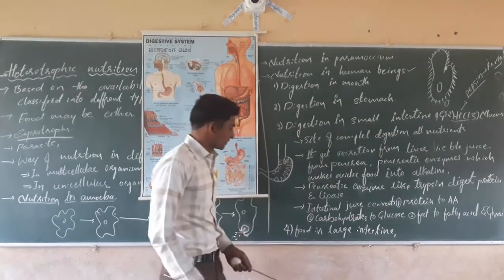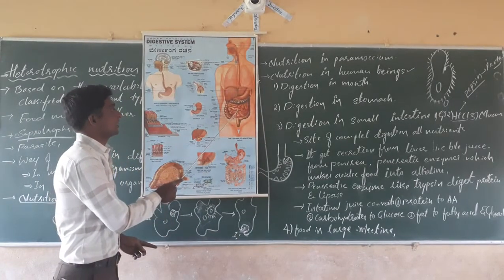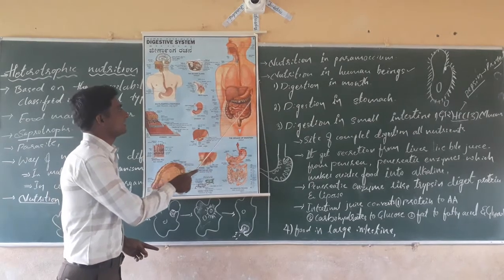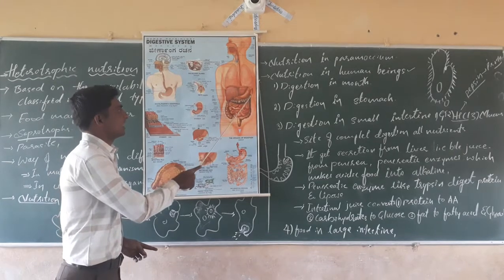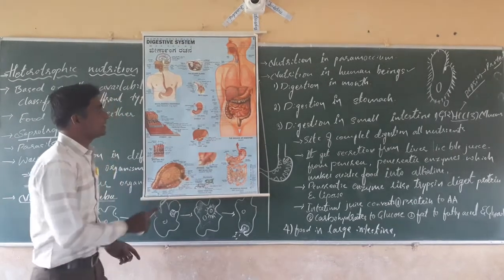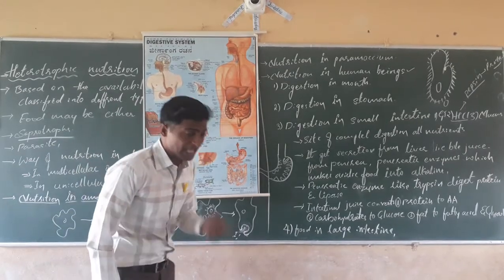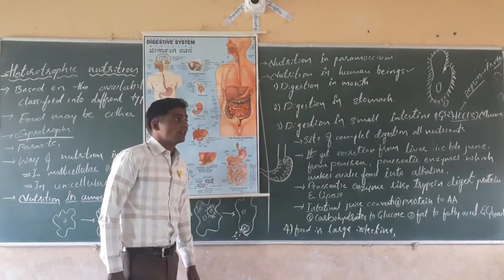Next, dear students, after this the food will enter into the large intestine. It has three parts: the ascending, transverse and descending colon. Here what happens, dear students? In the large intestine, the absorption of water is going on.